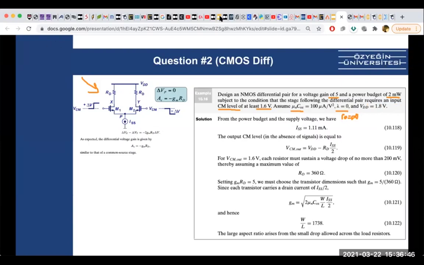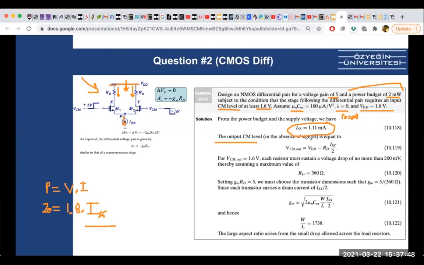So how can I start solving this question? It's saying that VDD is 1.8, and that there is a power budget of 2 milliwatts. So what is the power? Power is V times I. Basically, a power budget means how much power I am drawing from this VDD port. Power is 2 milliwatts, V is 1.8. That means we can find how much current goes from here and here, which means this one, right? So this ISS, basically we found it. It's 1.11 milliamps.